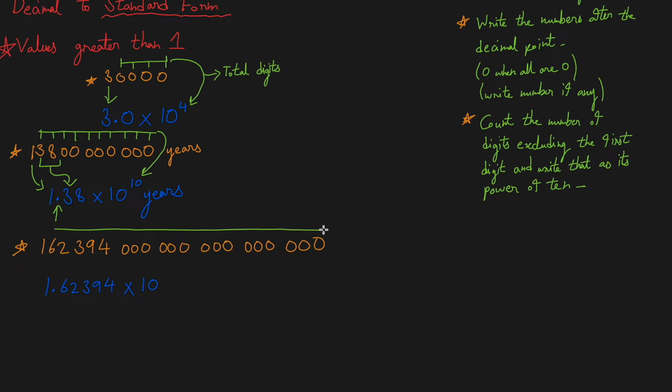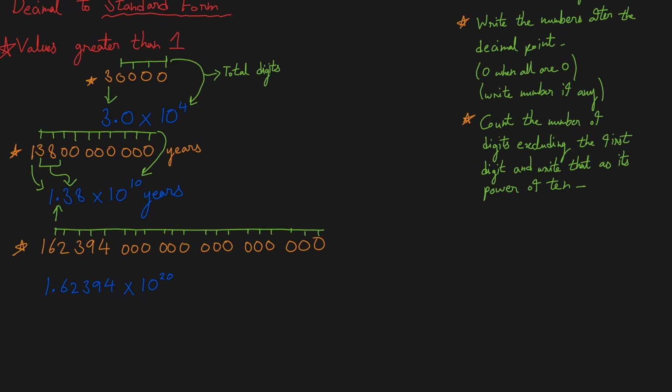This is gonna be a very long one. Okay, one, how many digits? 1, 2, 3, 4, 5, 6, 7, 8, 9, 10, 11, 12, 13, 14, 15, 16, 17, 18, 19, 20. So we have 20. So this will be 10 to the power 20. So that's how we write the scientific notation.